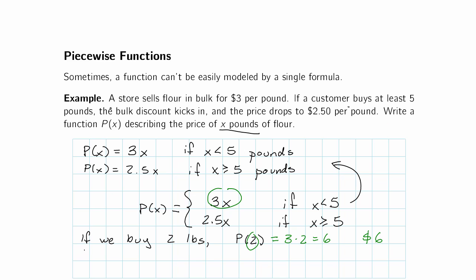On the other hand, if we buy 8 pounds, well, the price of 8 pounds, if we buy 8 pounds, we're buying at least 5, so we use this rule. The price of 8 pounds is 2.5 times 8 is 20. If we buy 8 pounds, we pay $20.